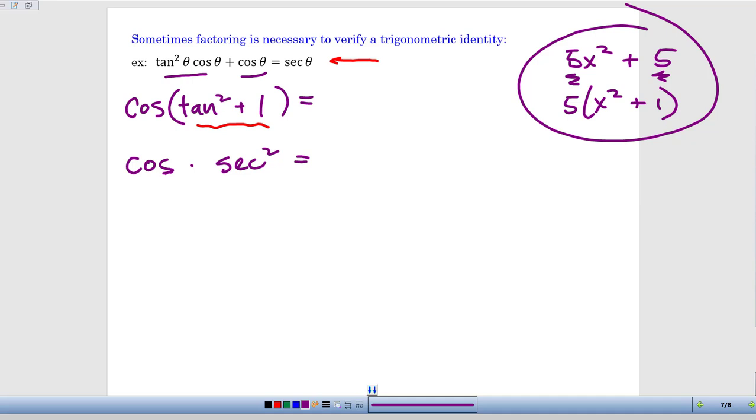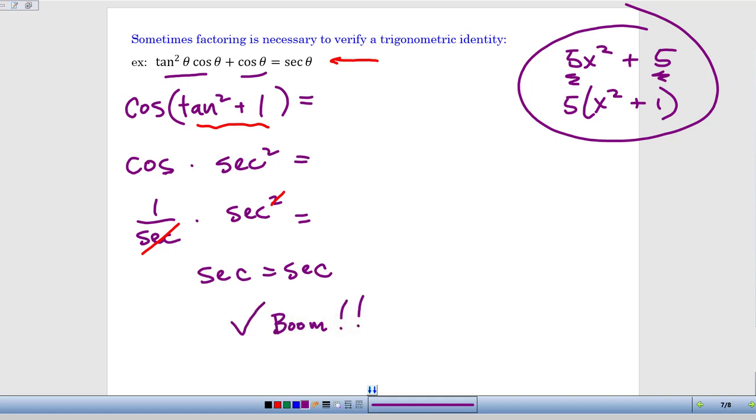Now I need to end up with just secant instead of cosine times secant squared. So this time, instead of turning the secant squared into 1 over cosine squared, I'm instead going to turn the cosine into 1 over secant. Because what that does for me now is set up a little cross-canceling, reducing that we can do. So the secant here takes out one of the two secants that I have in the numerator, and so we're indeed left with secant equals secant. Check. Boom. We'll go 2 exclamation points on that one.